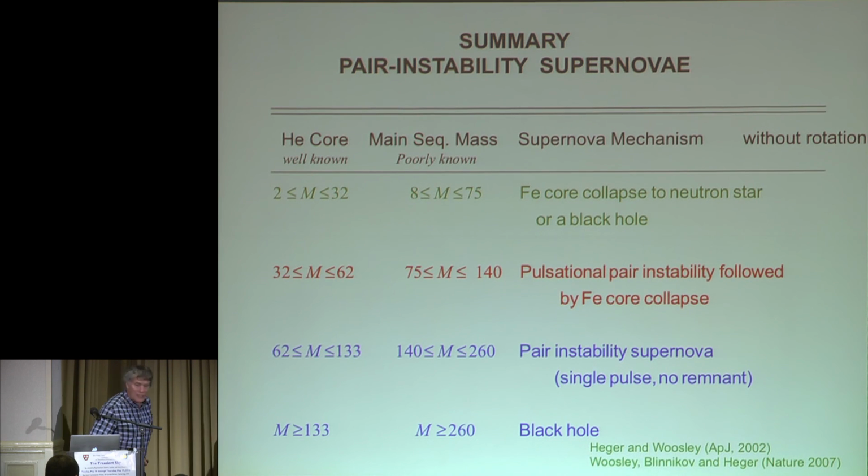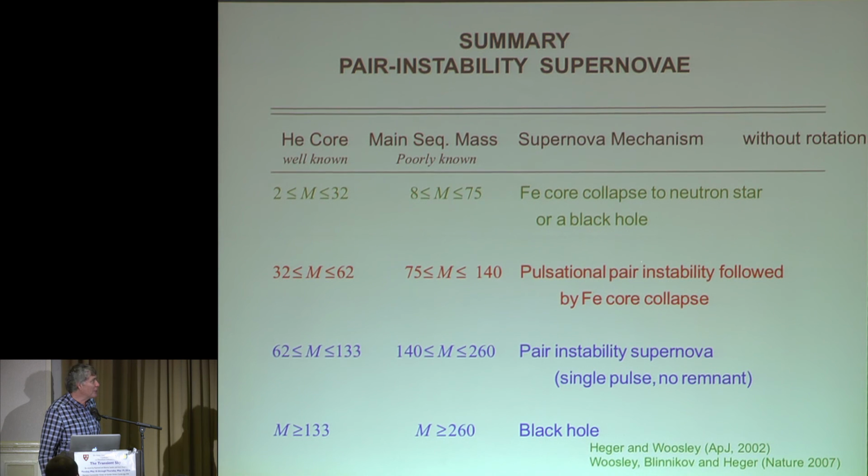The helium core masses that you need correspond to a range of main sequence masses, and the ordinary supernovae are bounded on the upper end by about 75 solar masses, of which probably only the first 20 solar masses blow up and the rest become black holes. Adam has a hard time, and others do, blowing up even the first 20. And then there's an equal mass range from 32 to 62 in helium core mass, 75 to 140 in main sequence mass, where you encounter the pulsational pair instability, which I just described, and that's going to be the main thrust of the talk today.